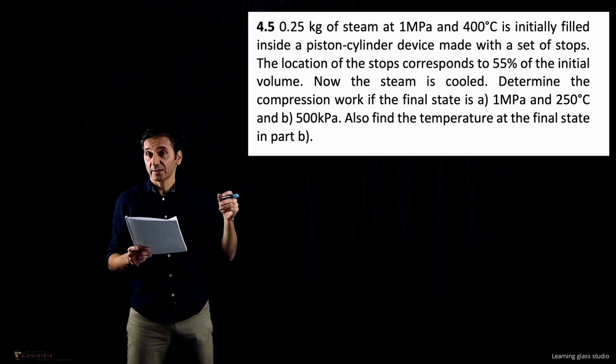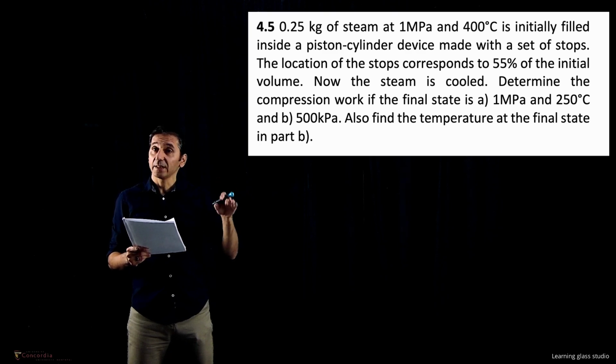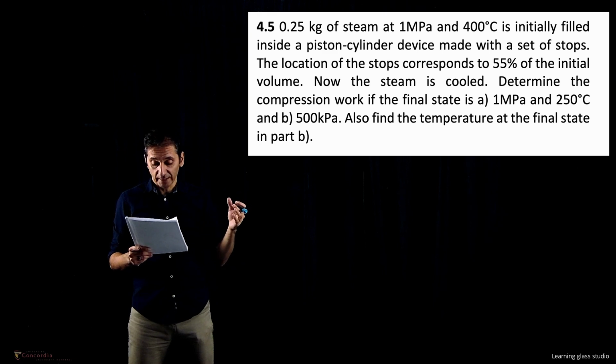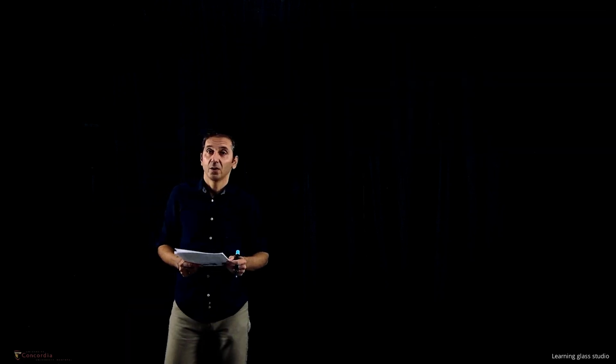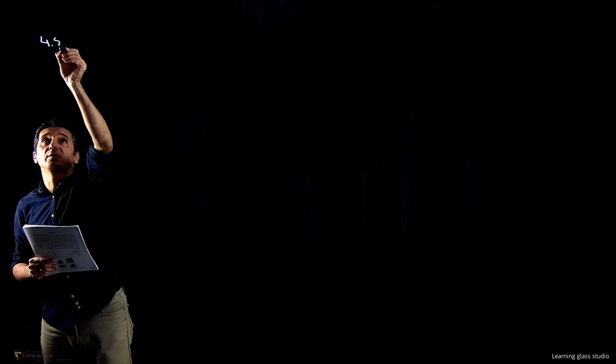If the final state is, first case A, at a pressure of 1 megapascal and 250 degrees C, and case B, the pressure is lower than the initial pressure at 500 kilopascals. In this case, when it's 500 kilopascals, we also have to determine the temperature at the final state. Okay, so this one will be problem 4.5.